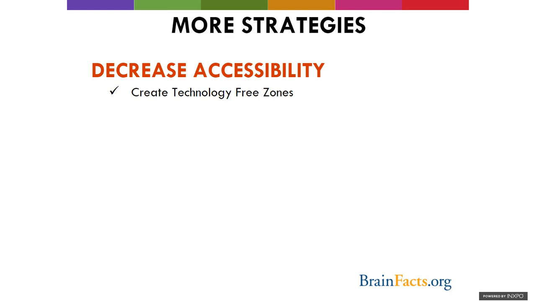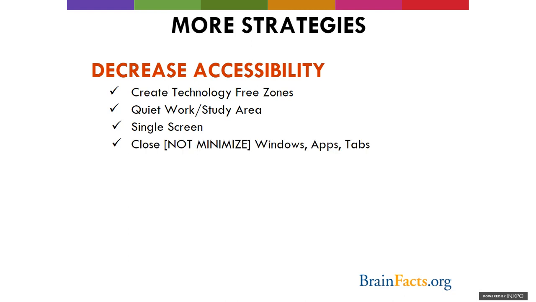More strategies to decrease accessibility. I teach my students to create technology-free zones. For studying students, that means that where you're going to study, remove your technology or keep it away, except for the technology that you need for studying. Don't introduce technology like a television set or a tablet that you're watching a movie on while you're supposed to be studying. For parents, by the way, I talk about technology-free zones being the dinner table, restaurants, when you're watching TV with kids, in the car, any place that you can communicate with your kids. Creating a quiet work and study area, teaching students to only single screen rather than multiple screens.